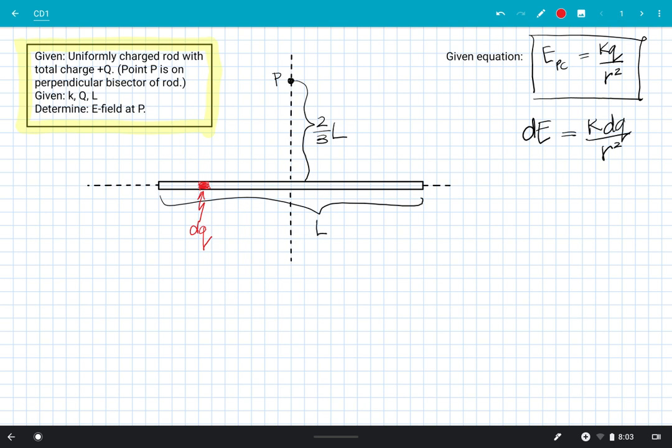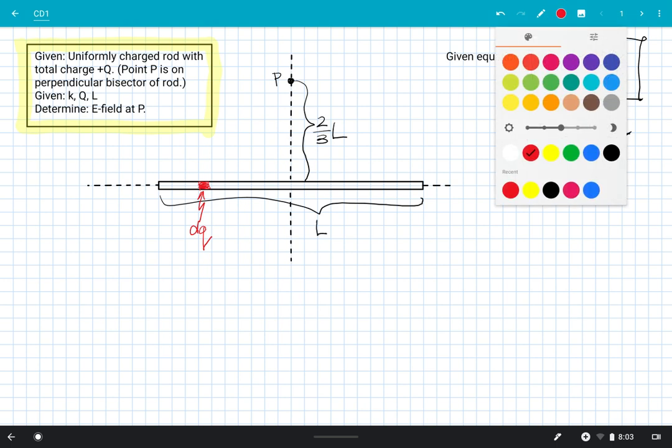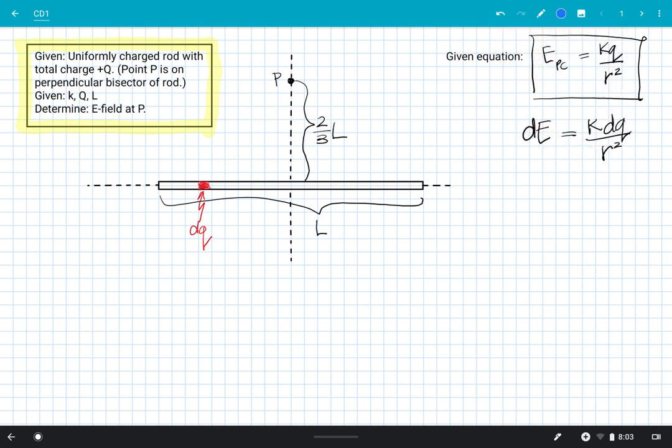And now I want to look at point P up here. I'm going to switch my colors out actually. So if I look at my equation, dE equals k dq over r squared, this is the equation I'm using, right? So I care about what everything is. dq is a little piece of charge on my charge distribution. And remember what r is. r is the distance between that point charge, the source charge, and your point of interest. So in our case here, r is going to be the distance between dq and P.